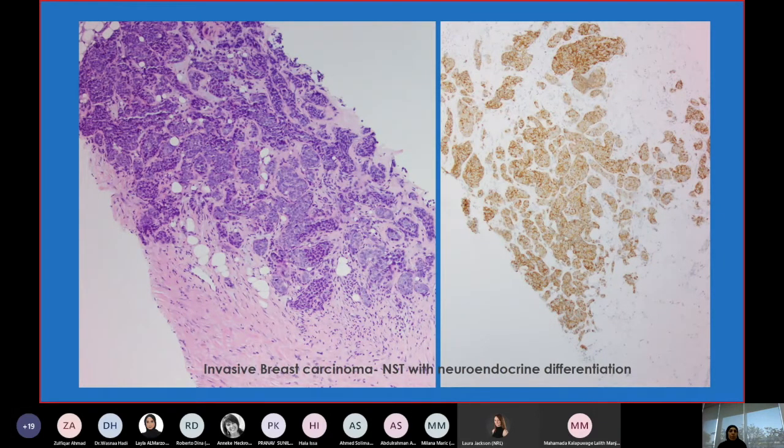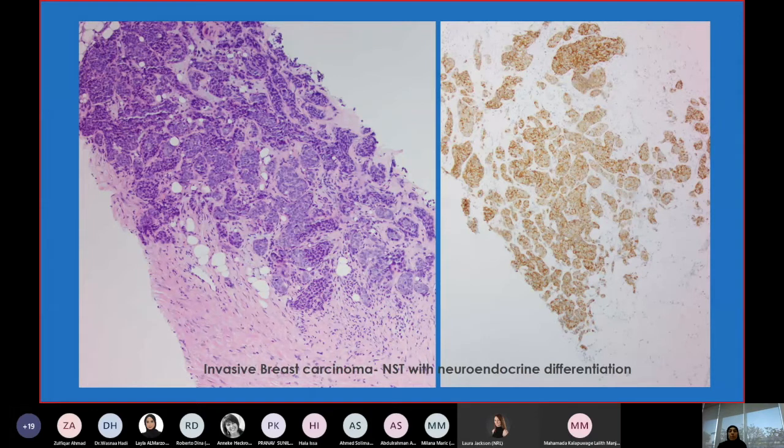On H&E, you can see a nest of variable sizes. And by the way, most of the challenging cases between this and neuroendocrine tumor will be grade 1 and grade 2 invasive breast carcinoma. So this is like grade 2 invasive breast carcinoma, and then it has some uniformity, maybe some overlapping or could be crushing. We did synaptophysin and it was positive.